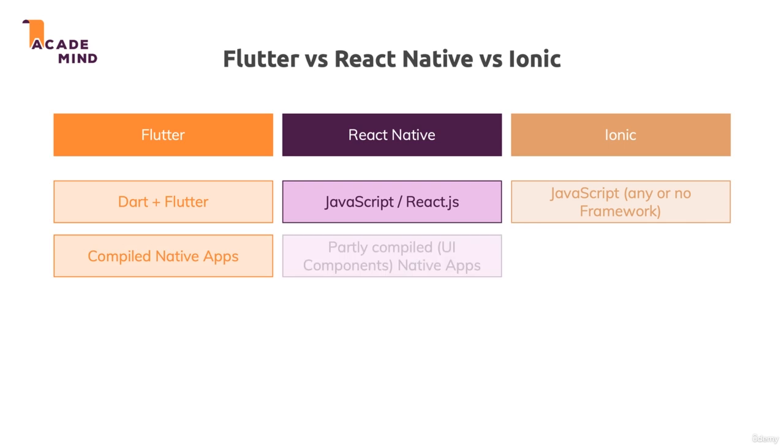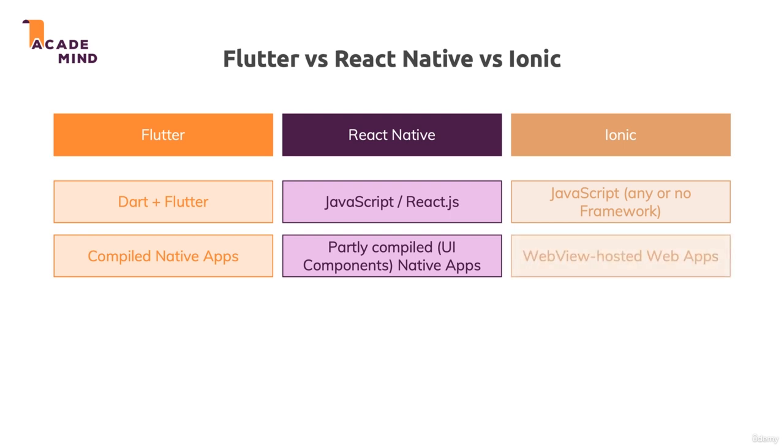For React Native, that's pretty much the same, but I wrote partly compiled here because the apps are compiled to native apps, but there also are parts in your JavaScript code which are actually not compiled, but are basically enclosed in the native app and run as JavaScript in the native app instead of as compiled code. And that's different for Flutter. There, all the code is compiled and runs as native machine code. And for Ionic, nothing is compiled.